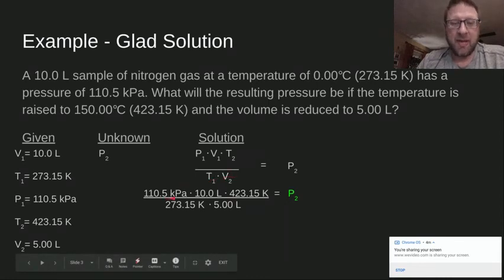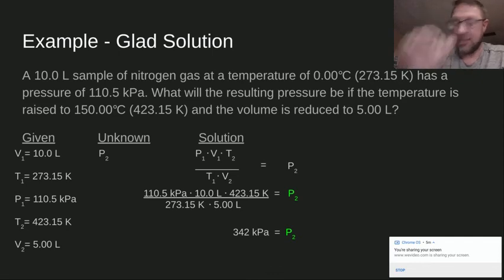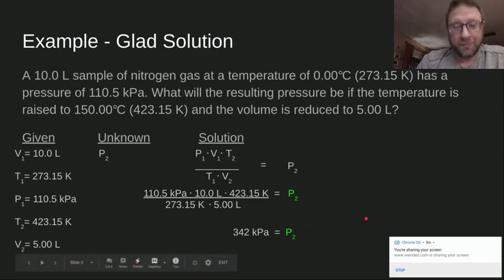So we have all of the variables identified here. It's a matter of plugging in the different values. Once that's plugged in, I calculate it and I came up with 342 kPa, which is the exact same answer that we got using the Chaudhua method. So just a matter of whichever one you prefer.